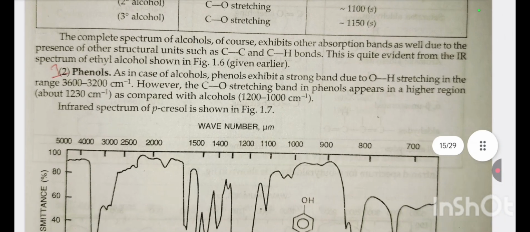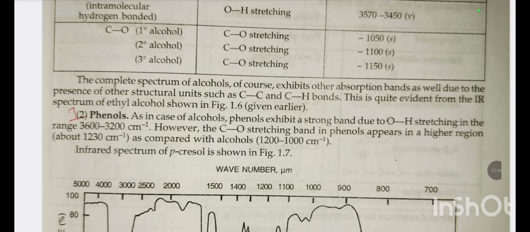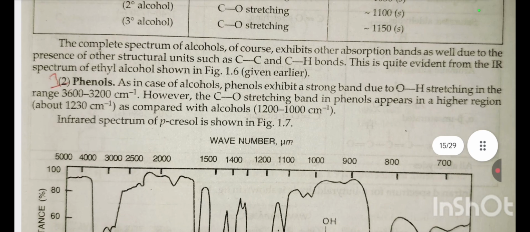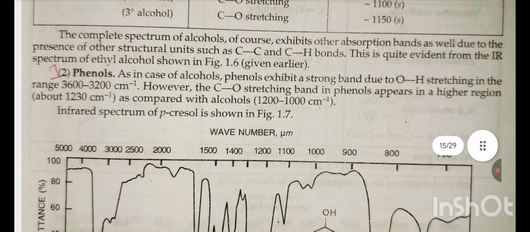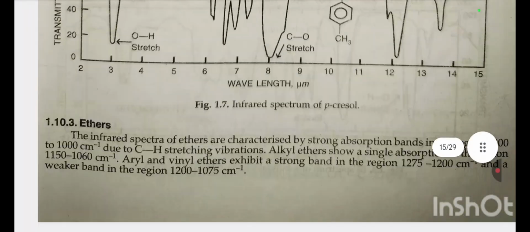Second, phenols. As in the case of alcohols, phenols exhibit a strong band due to OH stretching in the range 3600 to 3200 cm⁻¹. However, the C-O stretching band in phenols appears in the higher region, about 1230 cm⁻¹, as compared with alcohols, 1200 to 1000 cm⁻¹.